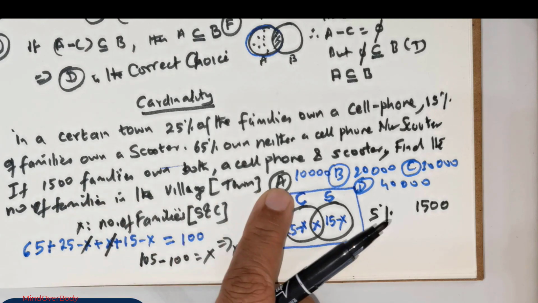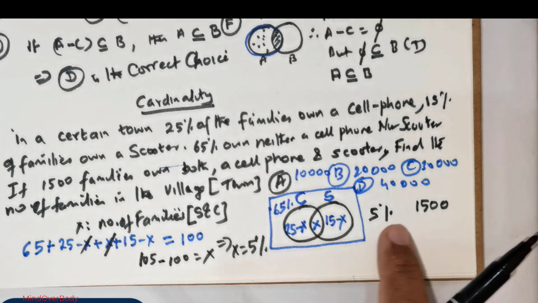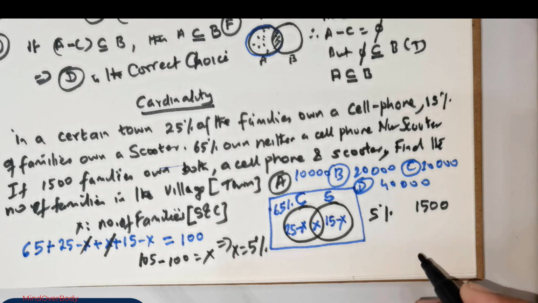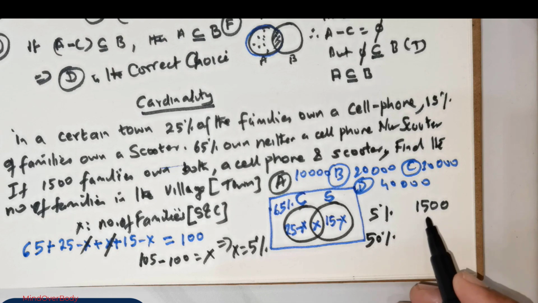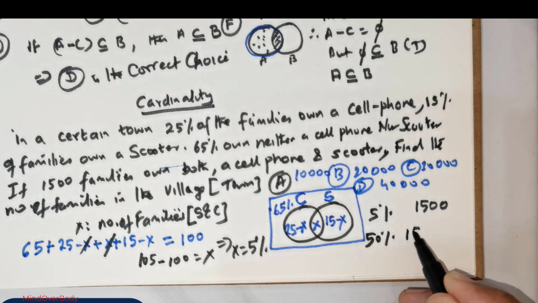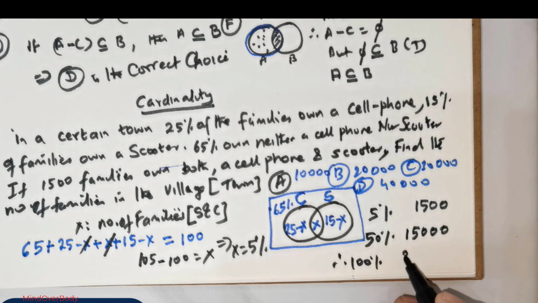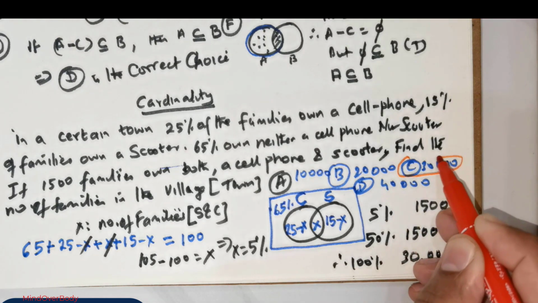So only 5% is being given, but we are worried about the other 95%, and that put together would give us the total families in the village. Now to get that, multiply 5 by 10. So you get 50%. You multiply this quantity by 10. So that's going to be 15000. 50% is 15,000. So therefore 100% is what? 30,000. Right? And what is the choice? The choice is C. This is the choice.